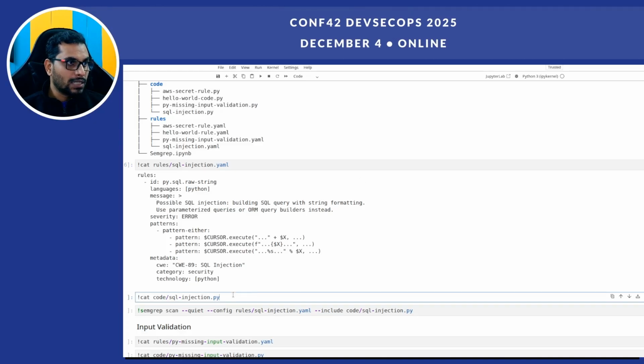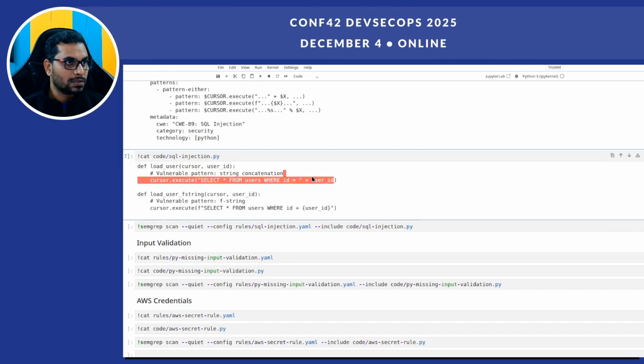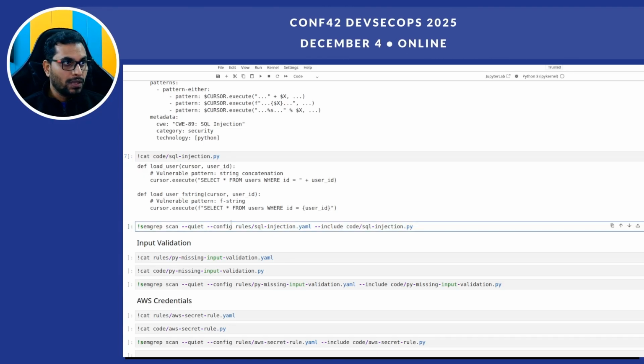Let us look at the sample program. The sample program is quite simple. It has 2 functions, and both of them execute SQL queries. As you can see, in the first one, there's a pattern where the user ID variable is concatenated, and the second one uses an F string, but again it inserts a variable. So both are insecure patterns. Let us run this rule against the file and see what happens.